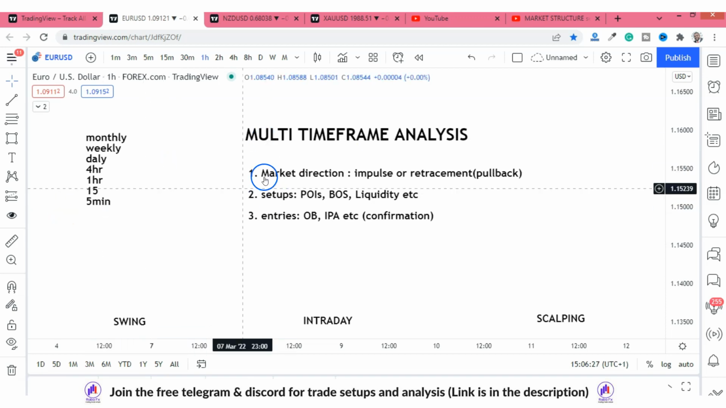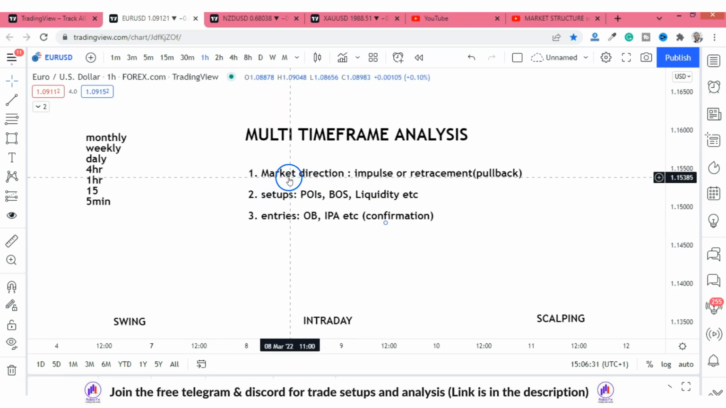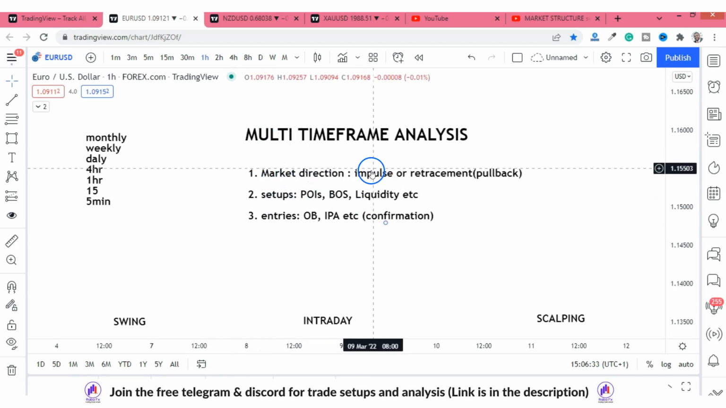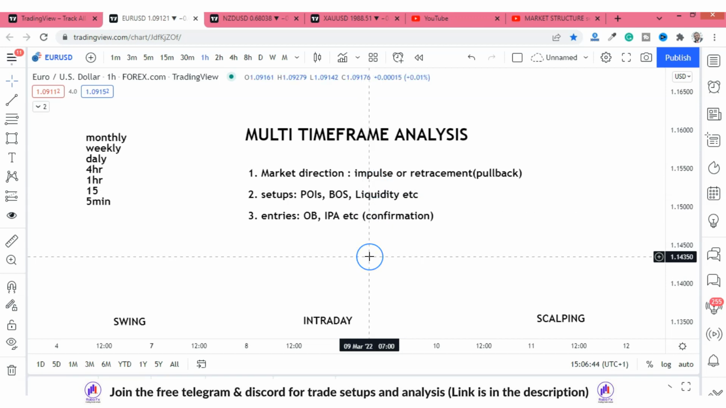Remember, let's do a recap. Your directional bias time frame: either impulse, where you want to trade the impulse leg, or you want to trade the retracement or a pullback. Then your setup time frame. Which is your setup time frame? Is it the weekly, is it the daily, is it the hourly? You'll be the one to decide.